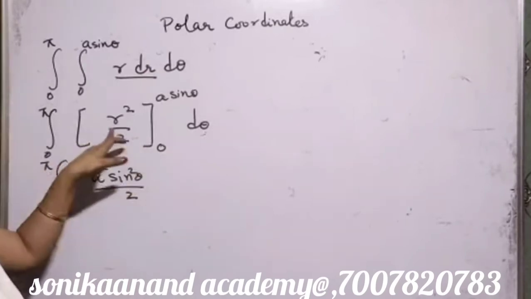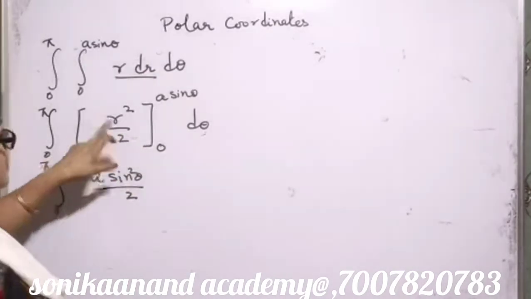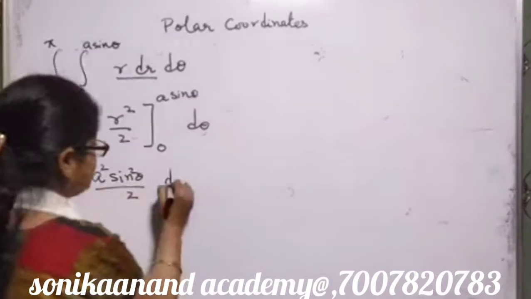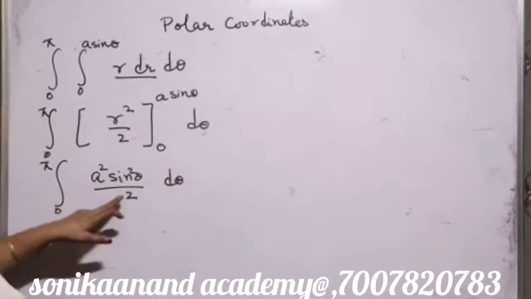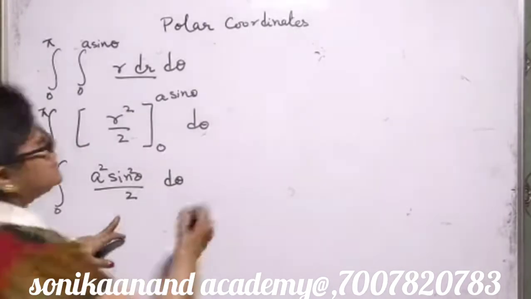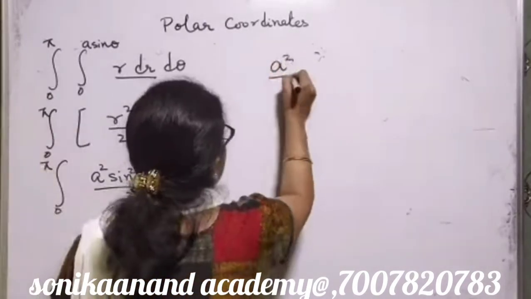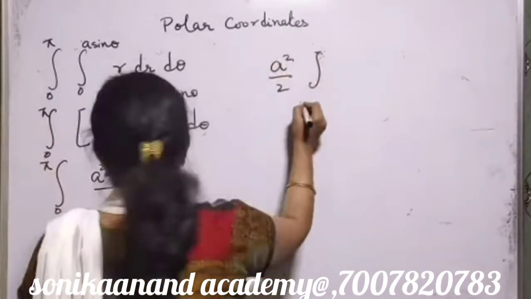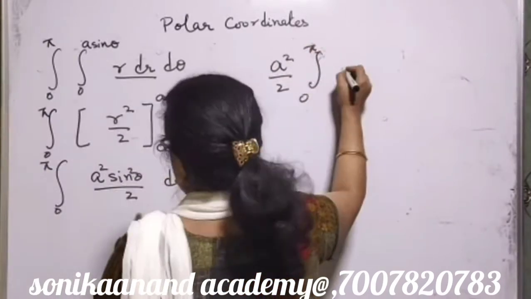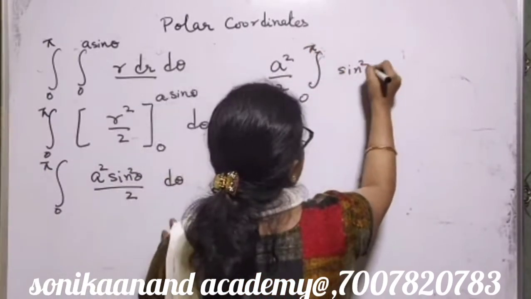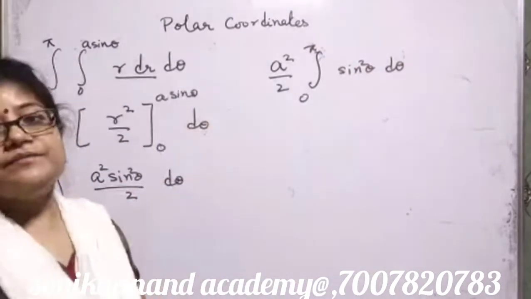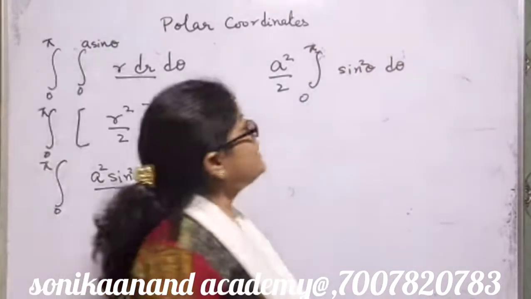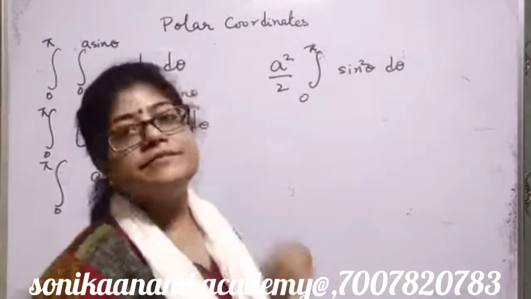At the lower limit, r square is 0, so it becomes 0. Now it becomes d theta. Now we integrate this. A square by 2 is the constant value, so we take it outside. A square by 2, taking the limits 0 to pi, sine square theta d theta. Now how will we integrate it? It cannot be integrated directly.